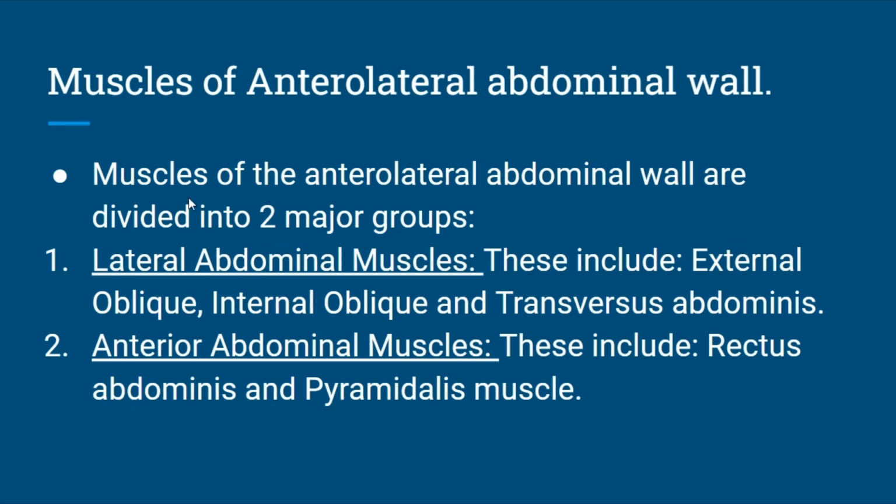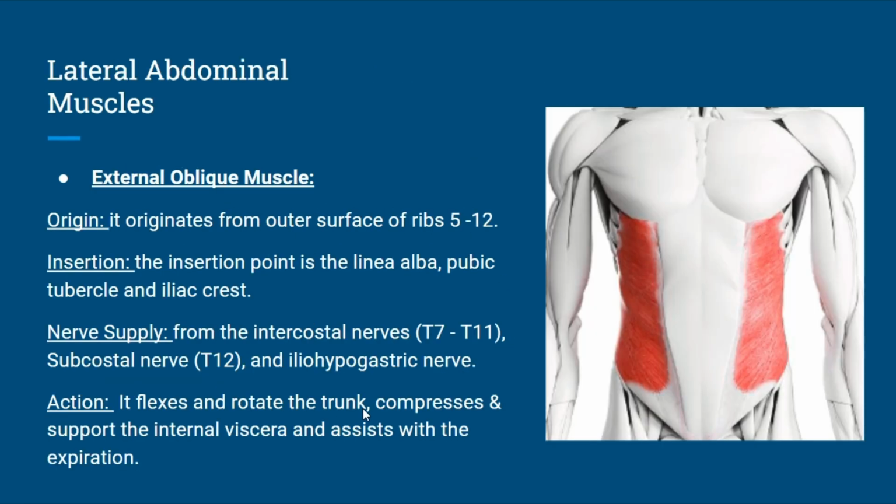So again, we're going to start with the muscles. The muscles of the anterior lateral abdominal wall are divided into two groups, the lateral abdominal muscles and the anterior abdominal muscles. The lateral abdominal muscles include the external oblique, internal oblique, and the transversus abdominis. The anterior abdominal muscles include the rectus abdominis and pyramidalis muscle. So let's start with the lateral abdominal muscle.